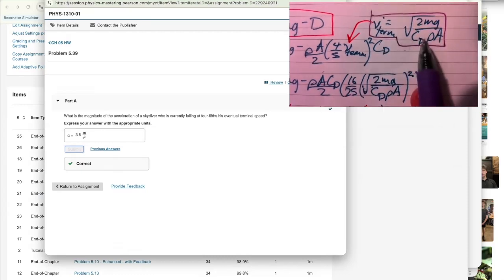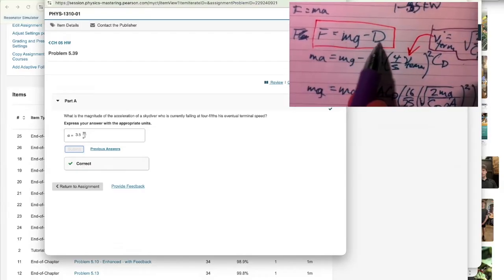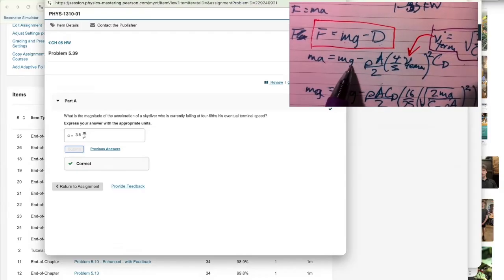All right, so what should you do? You should put this on your card. Put this on your card. Also, put this on your card. There almost certainly will be a problem about drag on the exam.